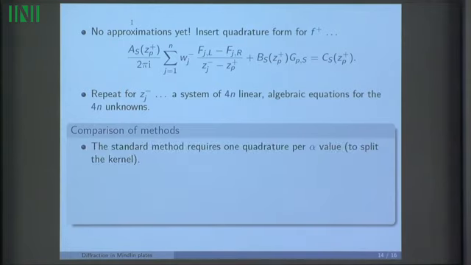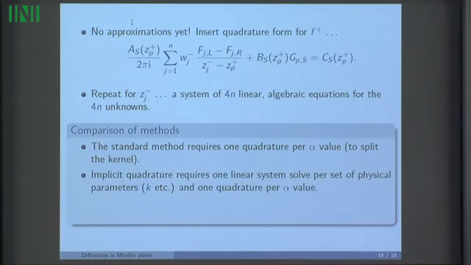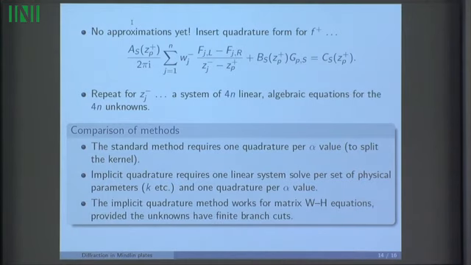If we just go back and compare it, what does the standard method need you to do? If you're factorising something and it's non-trivial, you're going to have to do a quadrature, and it'll be one quadrature per alpha value to split the kernel. What about this implicit quadrature scheme? Well, you need to solve one linear system for each set of physical parameters. So if you leave things like k and d the same, that won't change. And then you'll still need to do a quadrature per alpha value. So there is a cost to doing this, but there's also a benefit.